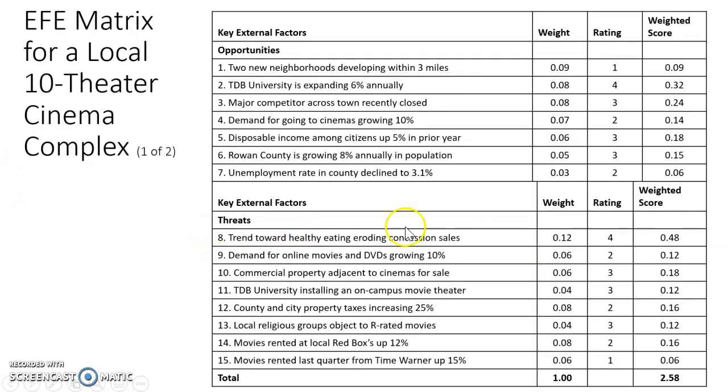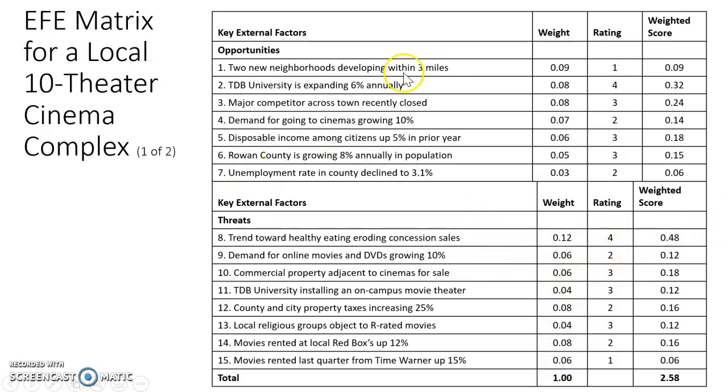So let's look at an example. So this is an EFE matrix for a local 10 theater cinema complex. So they identified 7 key opportunities. So new neighborhoods developing, universities expanding, major competitor closed, all right? So they listed them all, they weighted them all, and then they rated their strategies in addressing these factors. They also listed their key external threats. They weighted them from 0 to 1 and then rated how effective their strategy is at addressing this.